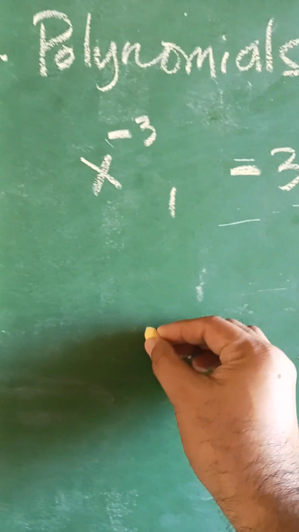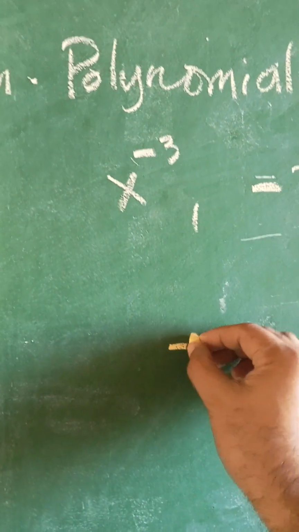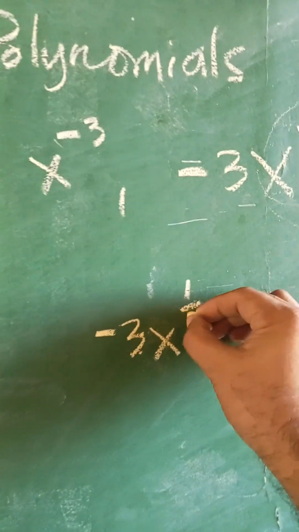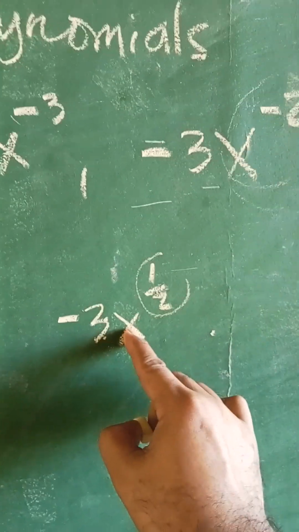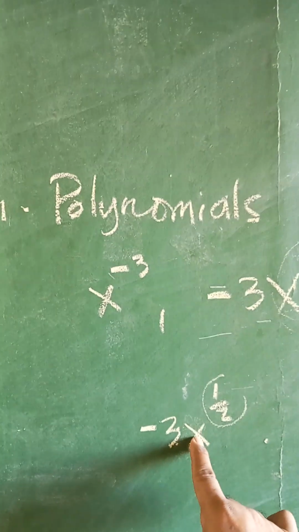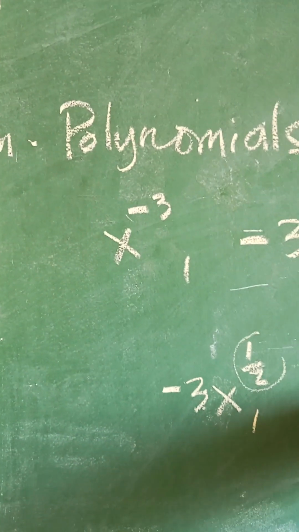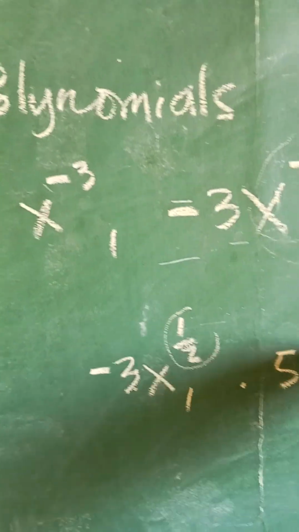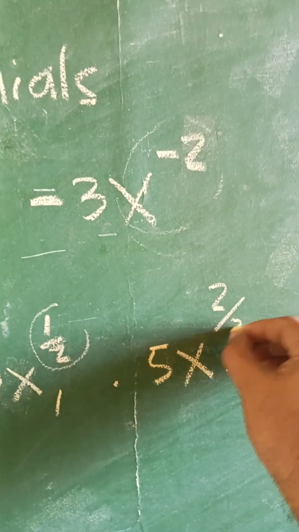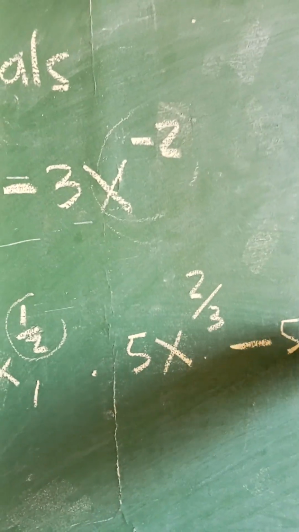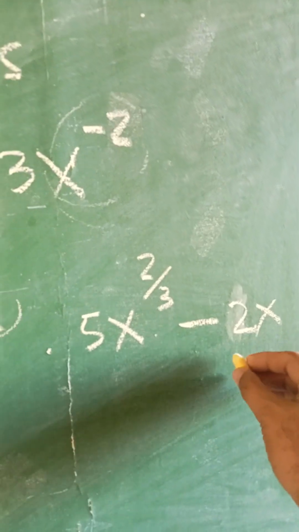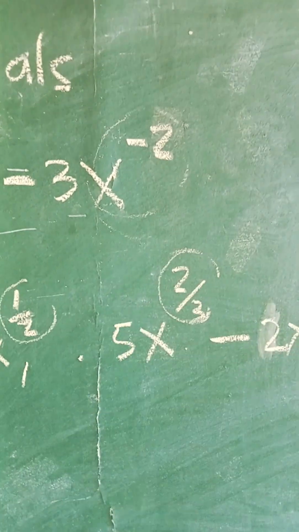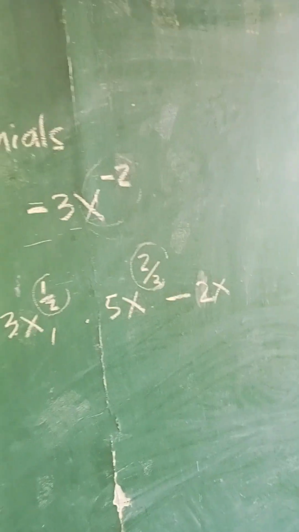So what makes them non-polynomial? For example, you have negative 3x raised to the power of 1/2. Since the exponent here in the variable is a fraction or rational number, it is considered non-polynomial. Or you may have 5x raised to the power of 2 over 3 minus 2x. Since again the exponent here is a fraction or rational number, that example is considered non-polynomial.